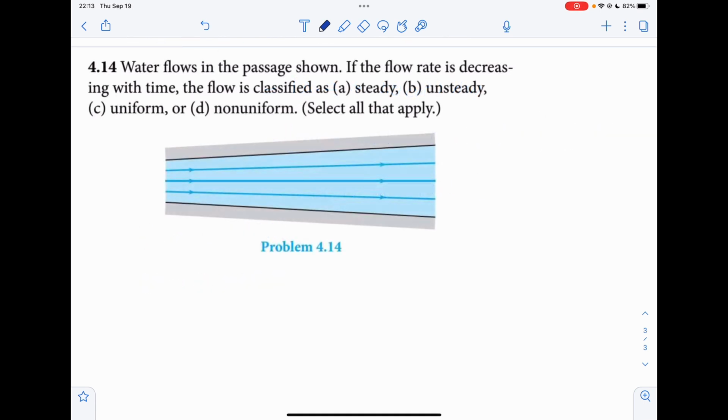For problem 4.14, we have water flowing in the passage as shown here. The flow rate is decreasing with time. So we're asking whether the flow is steady or unsteady, uniform or non-uniform. So for steady and unsteady, we need to check if the property of water is changing with time or not. Because the flow rate is decreasing with time, it's unsteady.